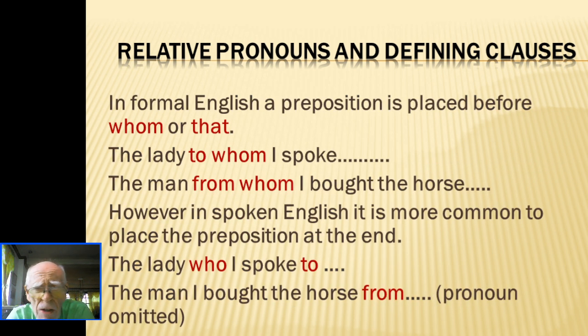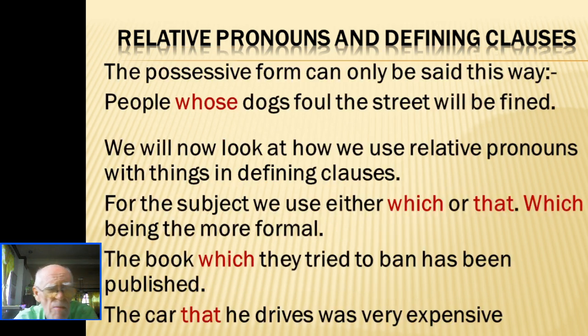In formal English, a preposition is placed before whom or that. The lady to whom I spoke, the man from whom I bought the horse. However, in spoken English, it is more common to place the preposition at the end. The lady who I spoke to, the man I bought the house from. Here again, the pronoun is totally omitted. The possessive form can only be said this way: people whose dogs foul the street will be fined.